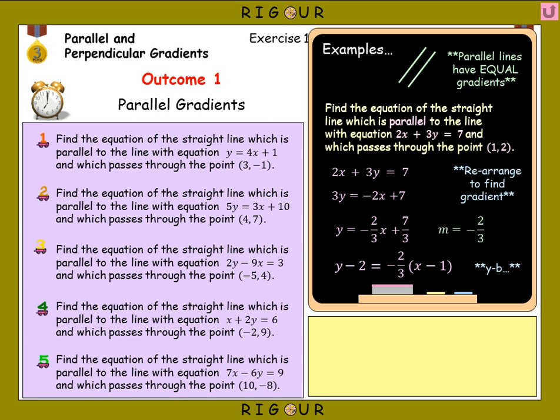So here's 5 for you to try, and if you're working on these at home, pause the video now. Okay, you've unpaused the video, let's go over the answers.